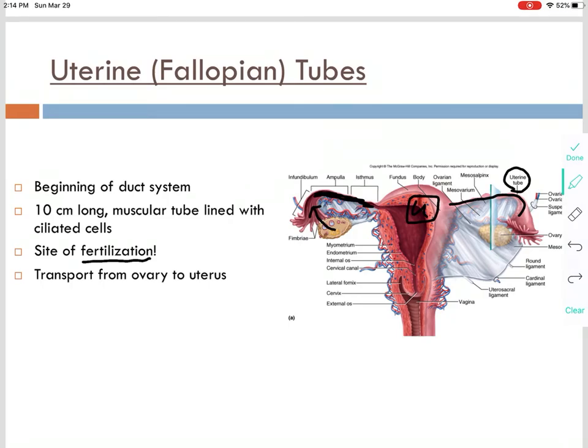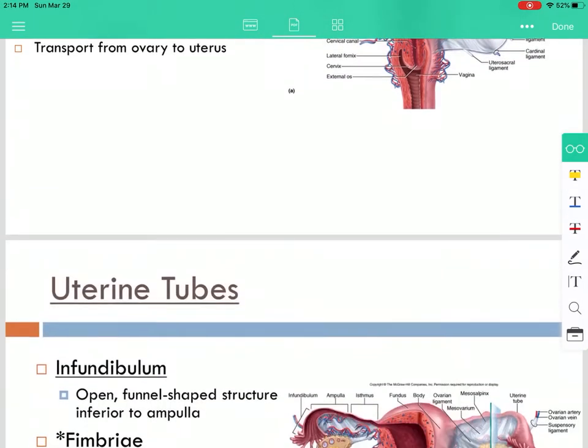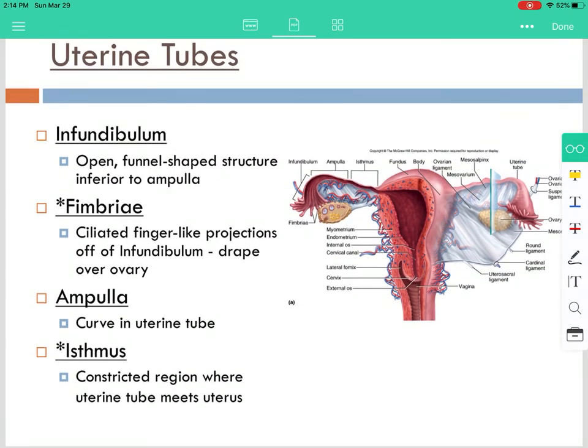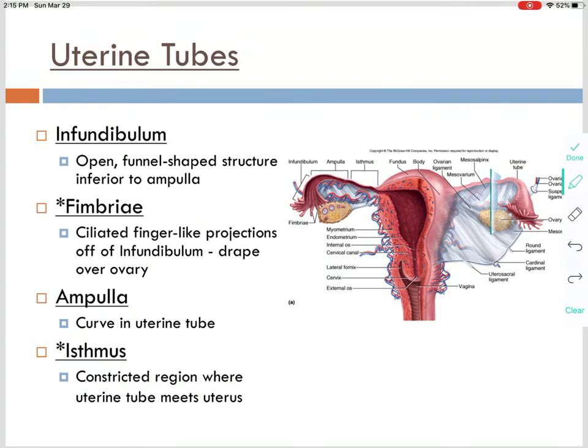This is not where we want to actually have the zygote develop. We want the zygote and fetus to develop inside the uterus, but it is in the fallopian tubes or uterine tubes that the egg and the sperm actually meet and fertilize. Make sure you review some of the specialized parts of the uterine tubes. We have these fimbriae. You can see there's some finger-like extensions dangling down from the end of the uterine tubes.